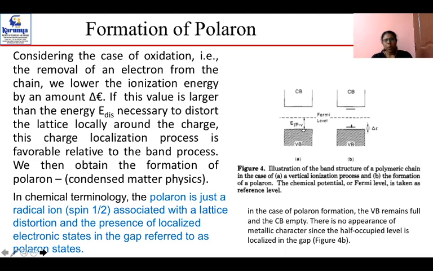Okay. So in the case of polaron formation, you could see that the valence band remains full, whereas the conduction band is empty. Look at the diagram B, figure B. The valence band remains full and the conduction band is empty. And there is no appearance of metallic character. Okay. So this is what we see in the formation of a polaron here.